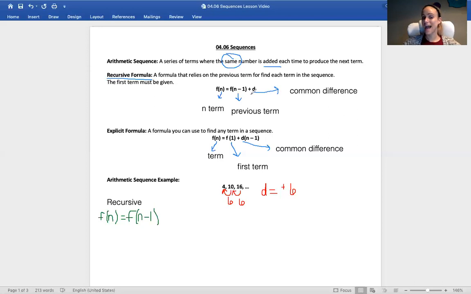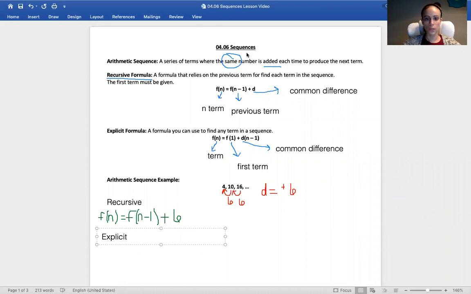And then we are adding our common difference. So we just found up here our common difference is 6. So plus 6. And that's our recursive formula. That's it. Now let's write the explicit formula, because this is the one that I would prefer to use when finding a certain term.